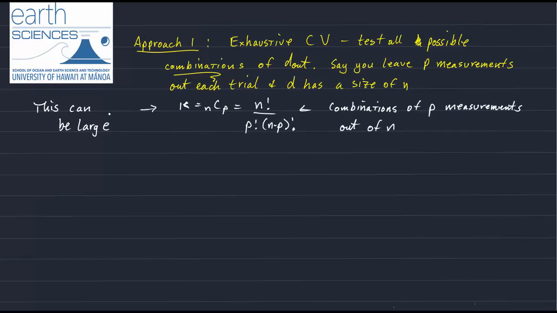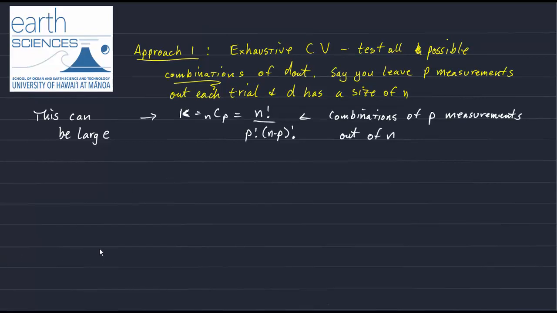And so for large models or complicated models, this can be computationally expensive. So what we're going to do in this class is do what is known as k-fold cross-validation.